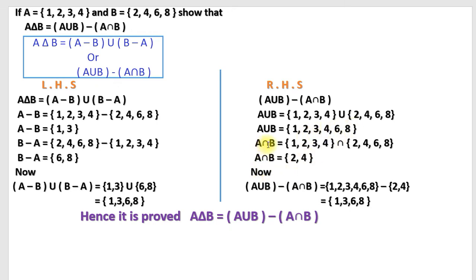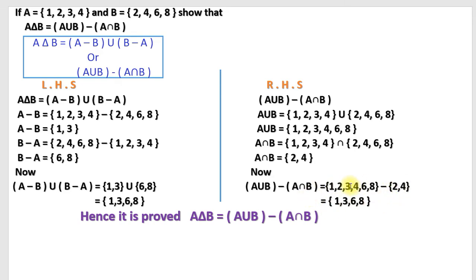Now the other one is A intersection B. In A intersection B, those elements which are common in both sets will be our answer. So the answer will be {2, 4}. Between A union B and A intersection B there is a difference sign. So first we write both sets' answers. A union B answer is {1, 2, 3, 4, 6, 8}. Between them put the difference sign. Then the A intersection B answer is {2, 4}, write it over there.